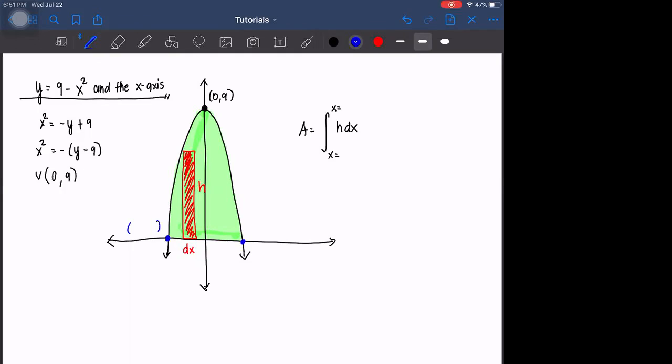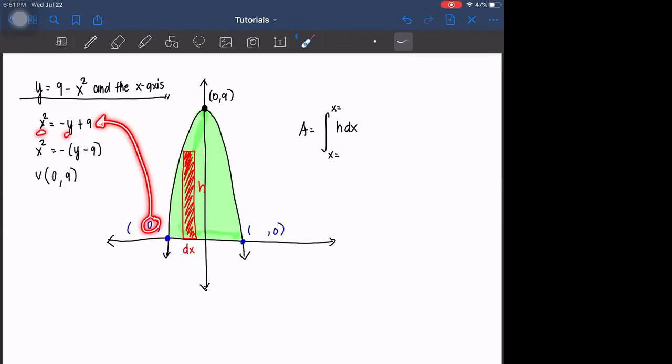Let's look at this point here. It is on the x-axis. And if the point is on the x-axis, meaning its y coordinate is 0, right? So if y has a value of 0, we substitute it into our equation. If y is 0, what is x?